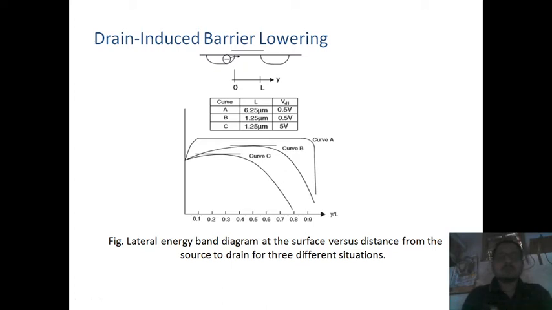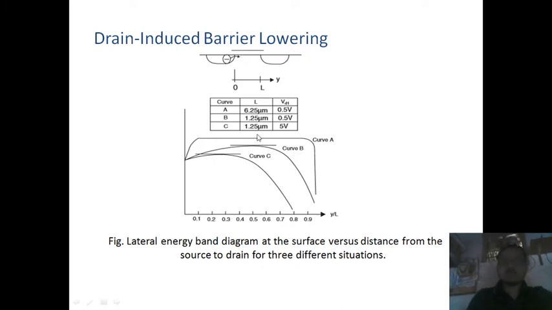Generally for long channel MOSFETs, the depletion regions of the source and drain are separated. But for short channel devices, the depletion regions of source and drain overlap. Due to this, the threshold voltage varies with respect to the bias voltage. Remember that point, that is known as drain induced barrier lowering. Barrier lowering is nothing but the potential barrier lowering due to the depletion regions.